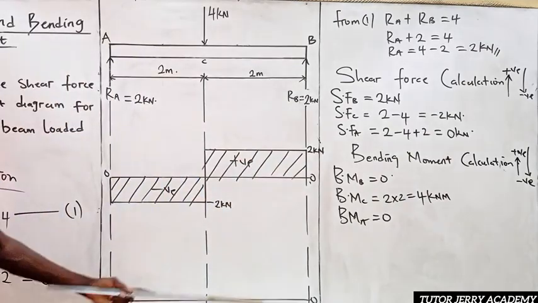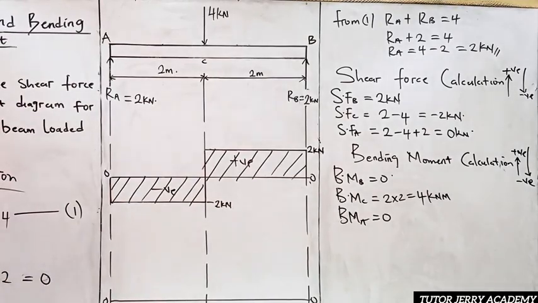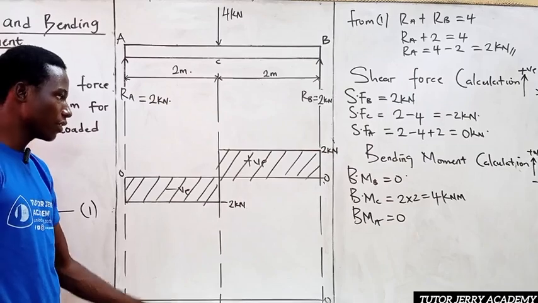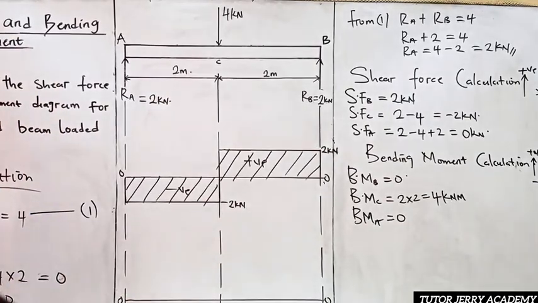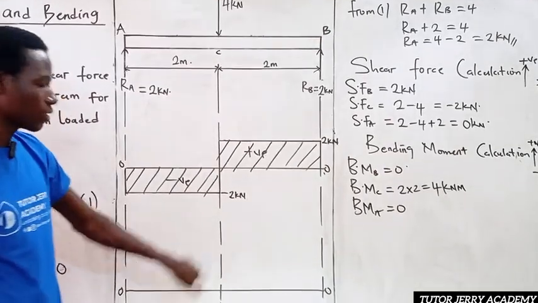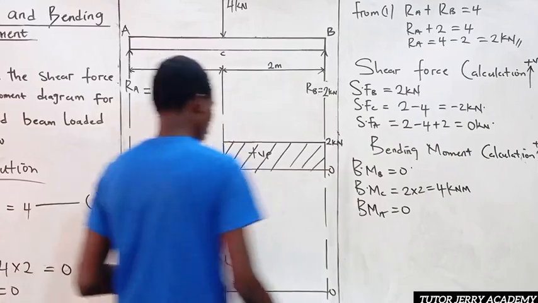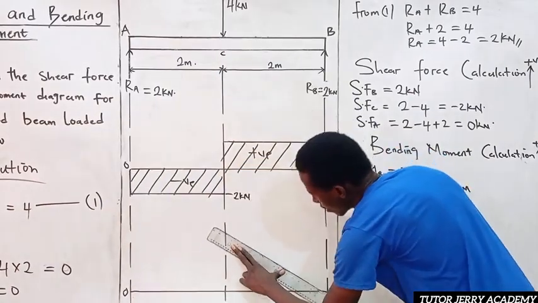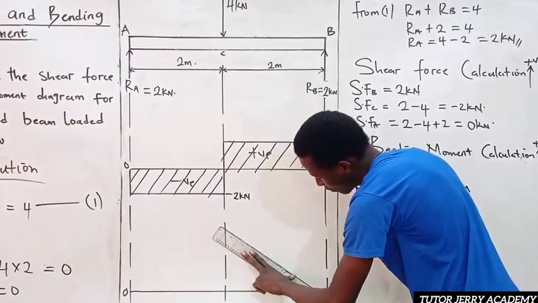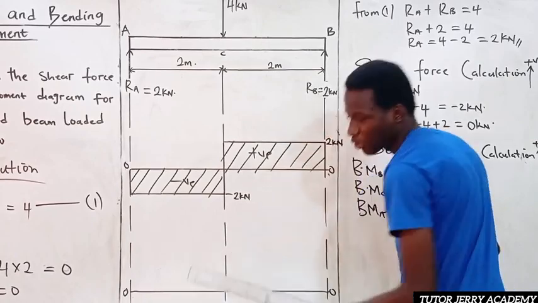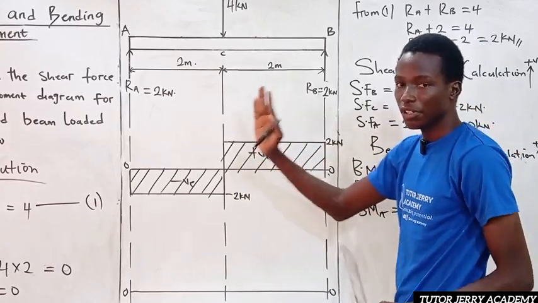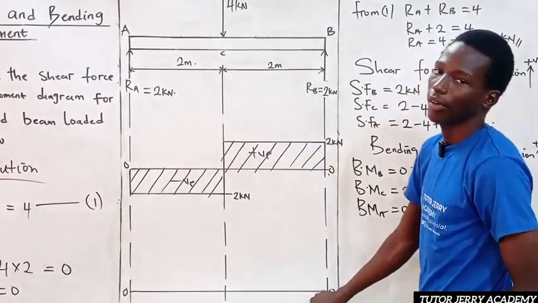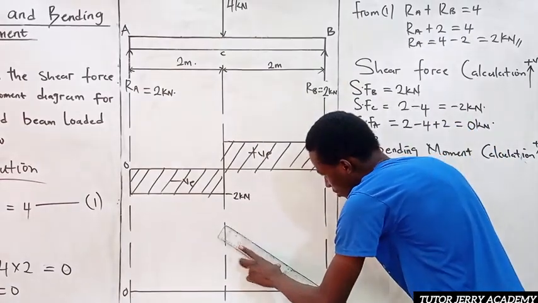So next, we are going to be drawing the bending moment diagram. Our bending moment at point B is of course 0. Our bending moment at C is nothing but 4 kilonewton meter. So we'll be tracing up to point C, marking a point of 4 kilonewton meter. So this is 4 kilonewton meter. And note, don't forget that a straight line on the shear force diagram is represented by an inclined line on the bending moment diagram. So this is what we have.